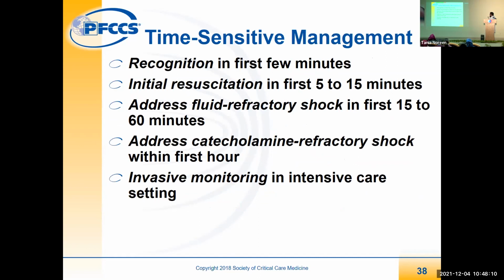So the key in shock or sick patients is timely management. Timely recognition and timely intervention will save the child. So initial resuscitation takes 5 to 15 minutes. Fluid refractory shock should be labeled within the first hour, and if it is labeled, then for catecholamine refractory shock we need to use steroids. And if the patient is still not improving, may need more support in ICU settings. Okay.